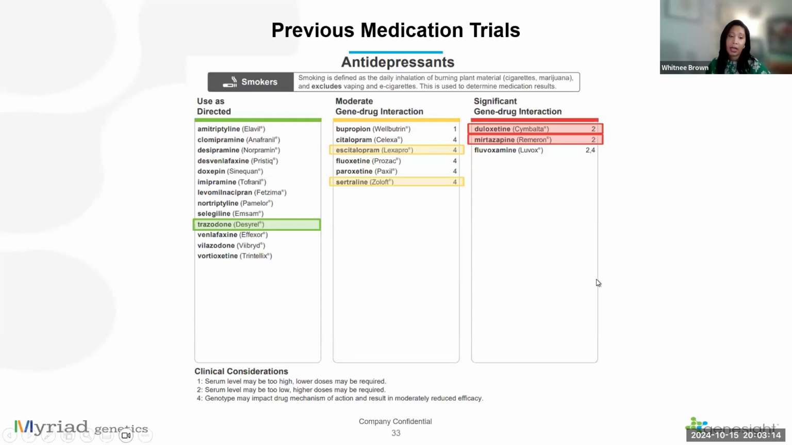Lexapro, he stopped because he mentioned that it made him feel numb. So he discontinued that at 20 milligrams. It was already increased, but he wasn't getting those needed outcomes. As it pertains to Cymbalta and Remeron, he complained that the Cymbalta wasn't effective. As you can see, it has a number 2 as a clinical consideration, indicating that the serum levels may be too low. Again, he could not recall the dosing, but he had already been through several medications. So at this point, this could have just been the concept of, I have tried everything and nothing works.